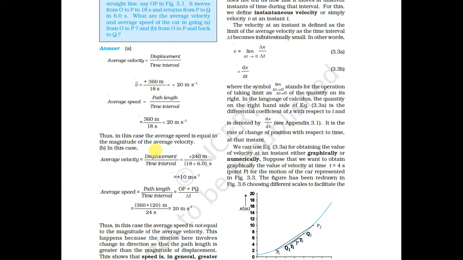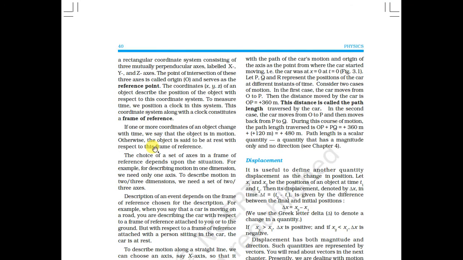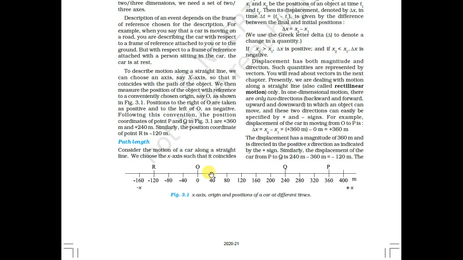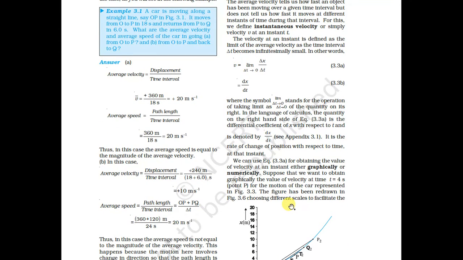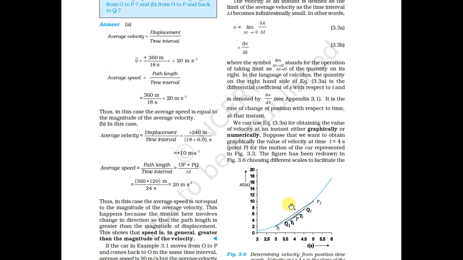But average speed is equal to path length upon time interval. O to P is 360 meters, and P to Q is 360 minus 240, which is 120 meters. So 360 plus 120 equals 480 meters. Dividing by 24 seconds, the 18 plus 6, gives us 20 meters per second.